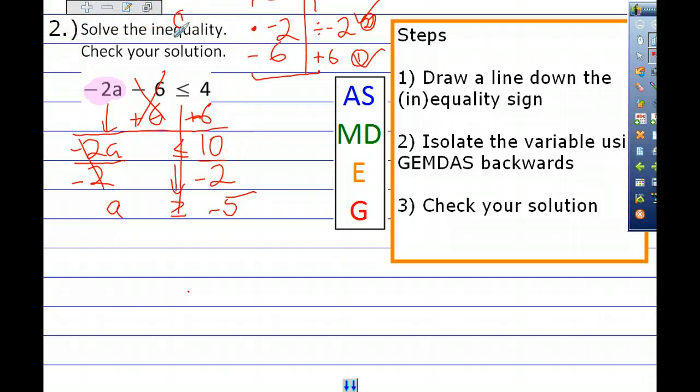We just finished this part. Now we need to do the check. So let's do the check. Now, how many answers are there to this problem right here? Remember, for inequalities, how many answers are there?